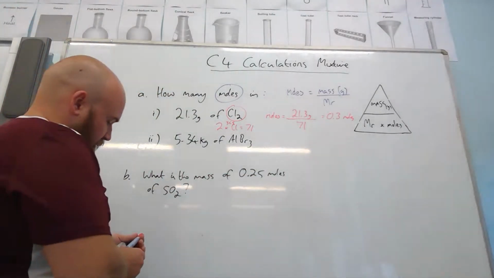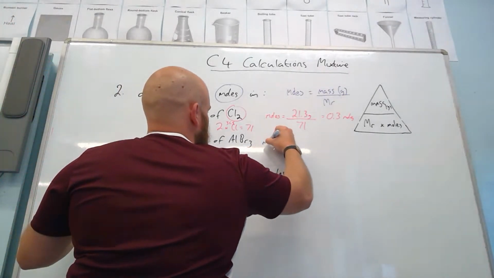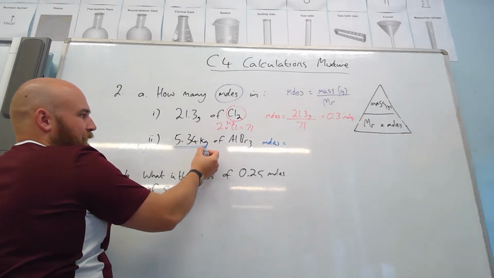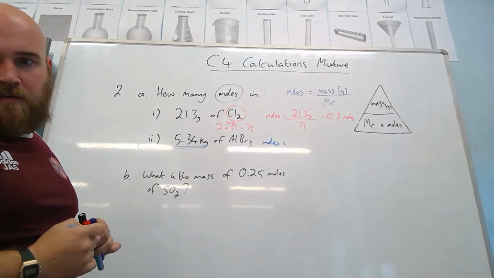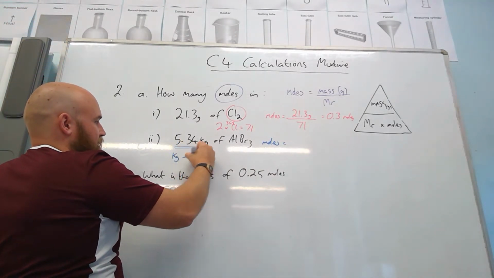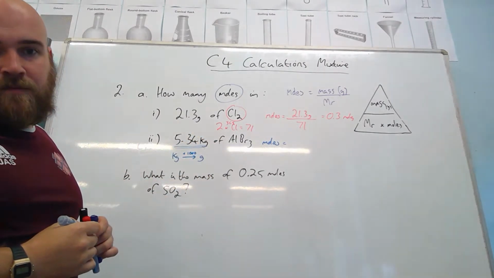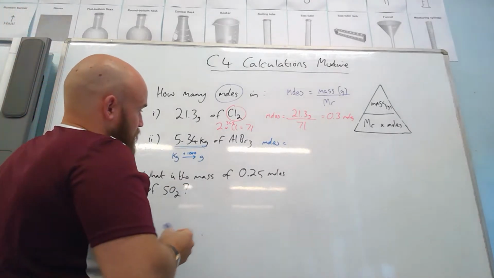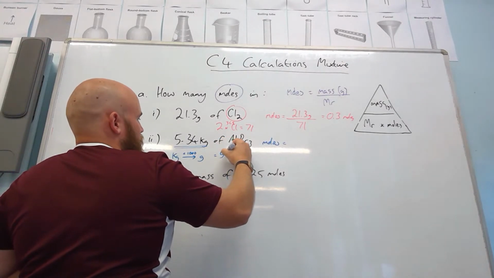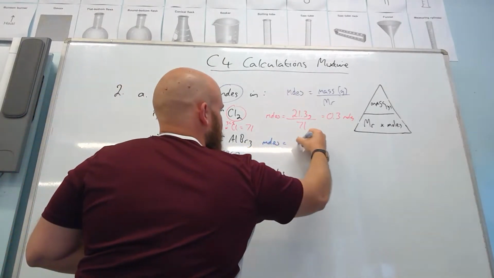Well, let's do the next one then. So again, I'm going to write my formula triangle, use a different colored pen. So moles equals, so we've got a mass, but be careful here. The mass is in kilograms, all right? When it needs to be in grams. So how do I get from kilograms into grams? You times by 1,000, okay? So you times by 1,000. So 5.34 kilograms is 5,340 grams, and that's the mass I'm going to use.